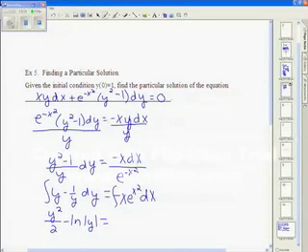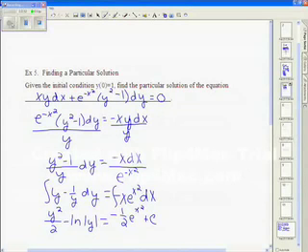Okay, so what's going to cancel? My x's, which is going to leave me with negative 1/2 e to the x squared plus c. Okay?